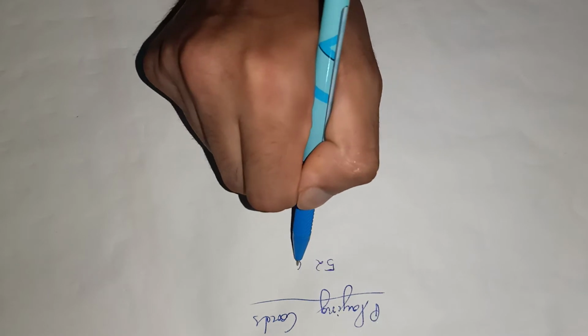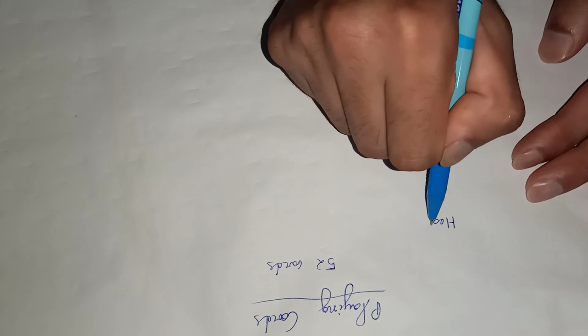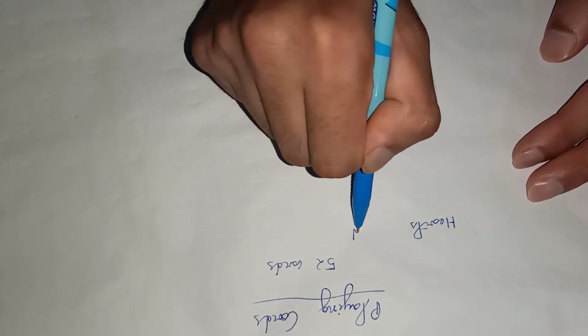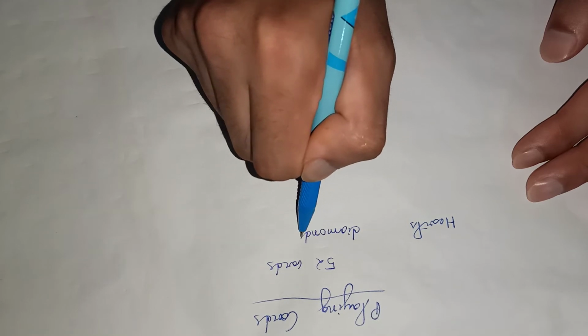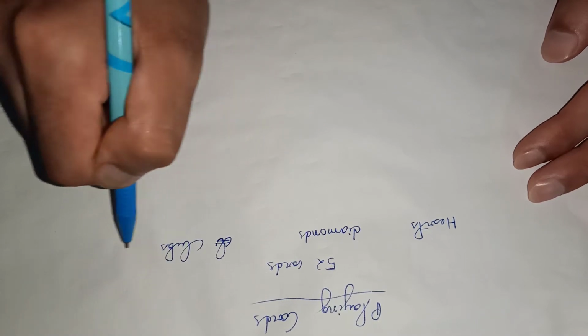Now, let us discuss playing cards. Have you ever seen a deck of playing cards? A deck of playing cards consists of 52 cards, which are divided into 4 suits of 13 cards each. They are hearts, diamonds, clubs, and spades.